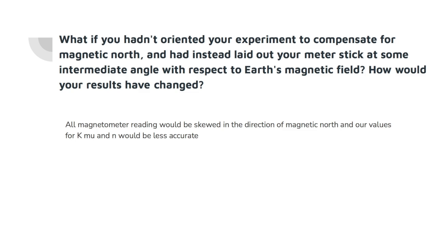Now, our magnetometer reading would be skewed in the direction of magnetic north, since this would now be affecting what is going on. And our values of K or mu and N would be way less accurate because magnetic north would now be affecting these values, instead of these values just being impacted by the bar magnet.